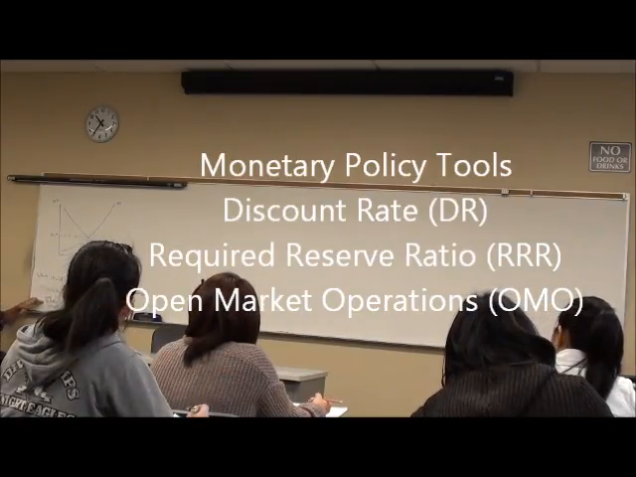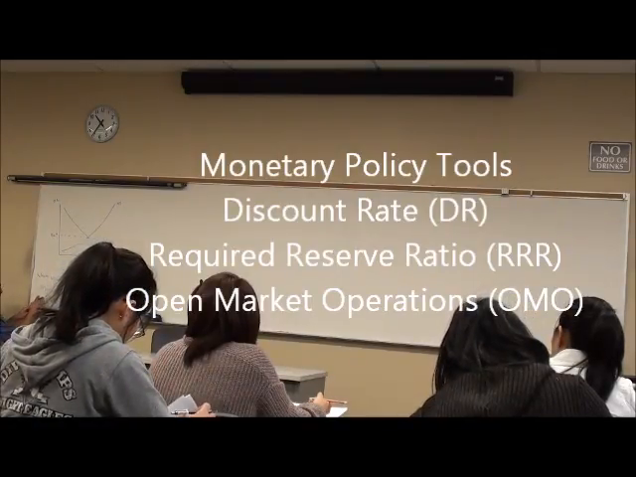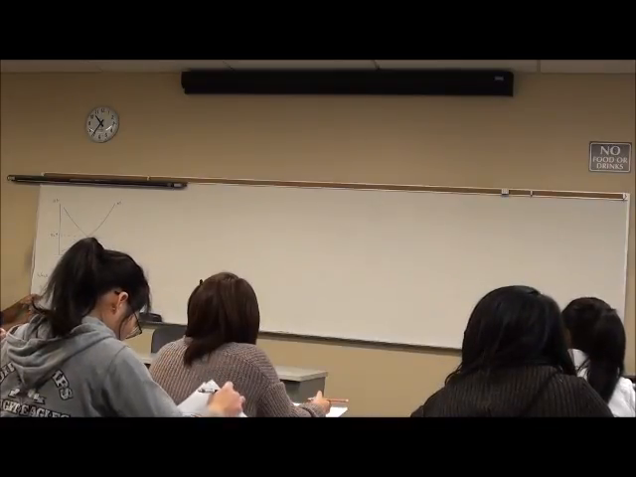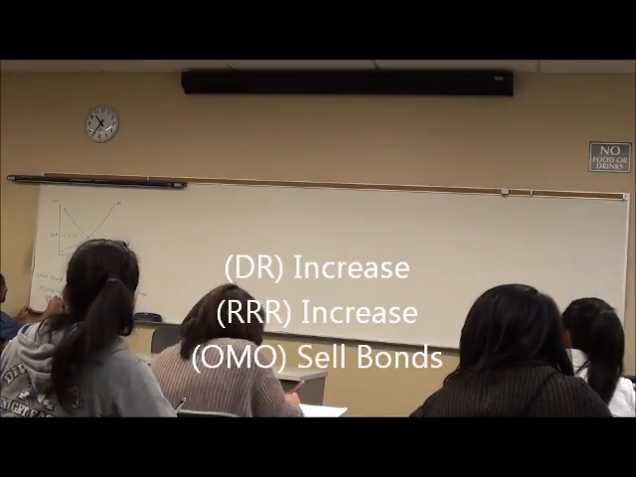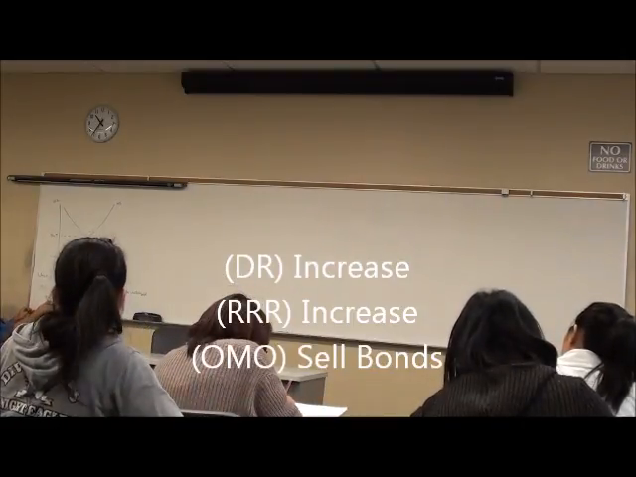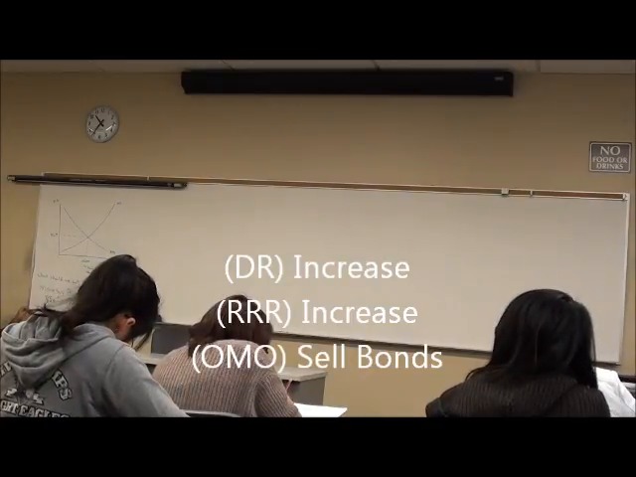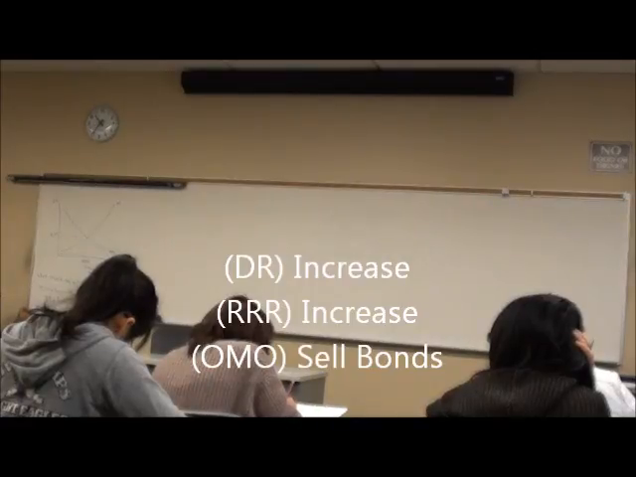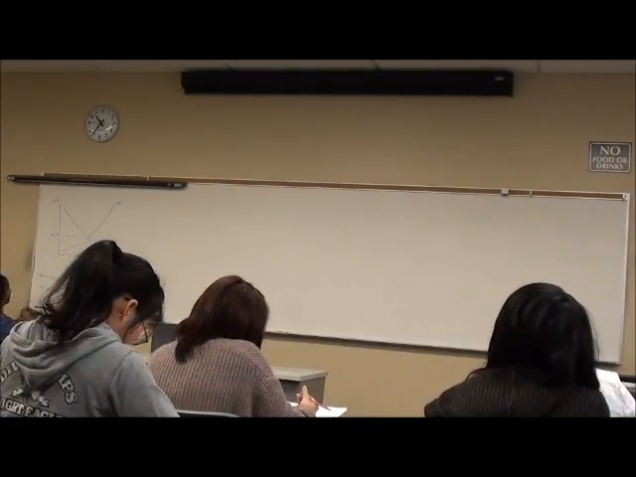So then I have to decide within those, what do these things mean? I want the discount rate, which is the rate at which the Fed lends to member banks. I want that to be higher or lower? Higher. The required reserve ratio, which says how much the banks have to keep on reserve, higher. The open market operations, which has to do with the bond market, sell bonds, excellent.